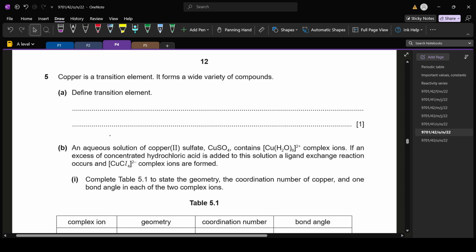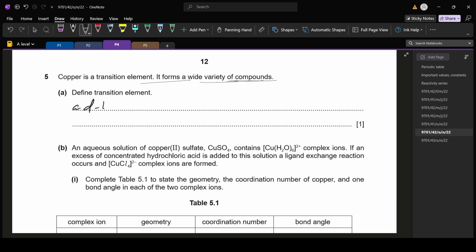Now moving towards question number 5. Copper is a transition element. It forms a wide variety of compounds. Define transition element. So it is a d block element that forms one or more stable ions with incomplete d orbitals.